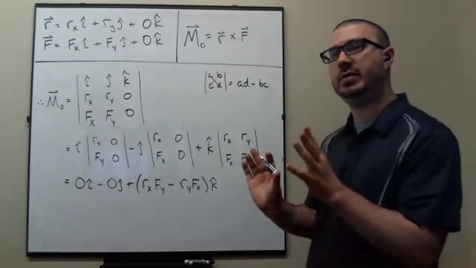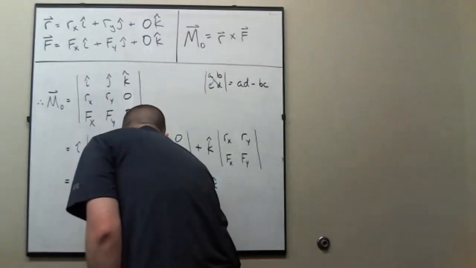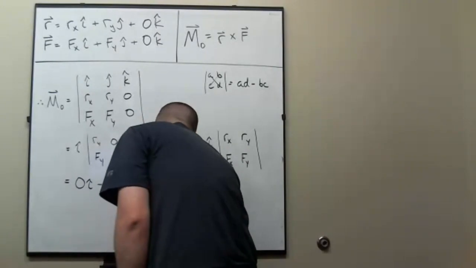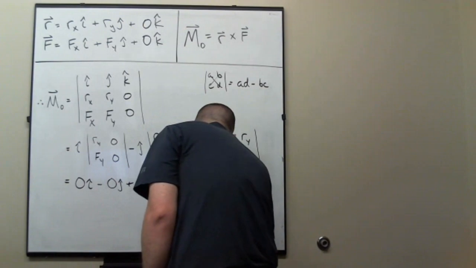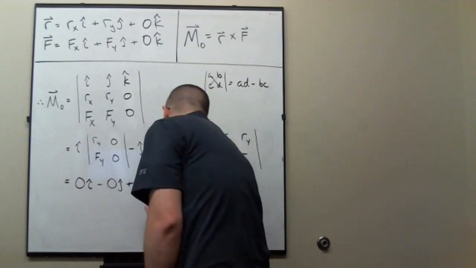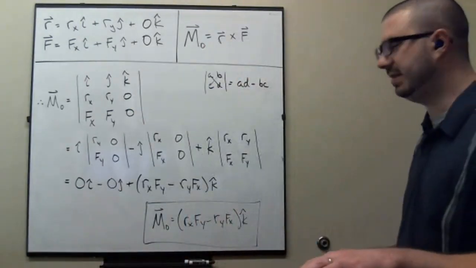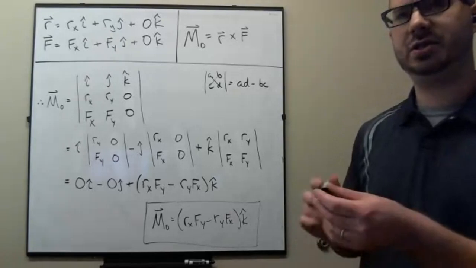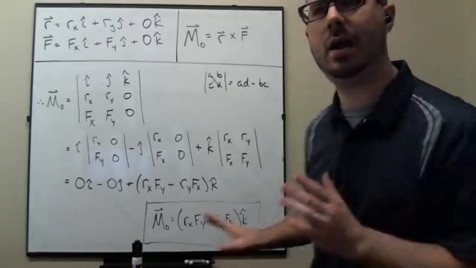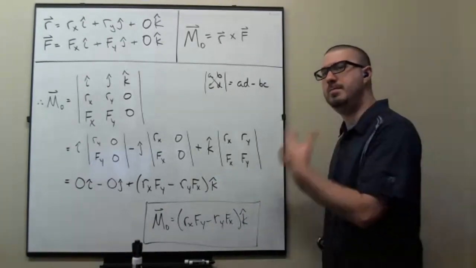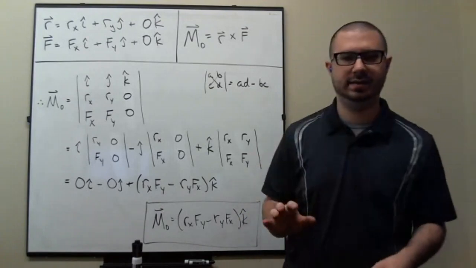So I propose that if you're dealing with vectors that are only in 2 dimensions, then your moment is Rx Fy minus Ry Fx times k. Does that make sense? Here, let me get out of the way so y'all can see that. Does that make sense? Anybody have any questions on that? And I want to, here in a second, talk a little bit about the meaning behind this and why the formula comes out like this, what does this mean, and so on and so forth.